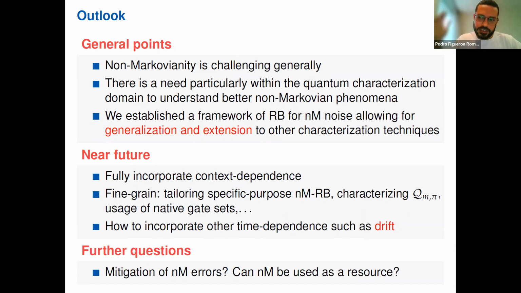So, further questions would be how can we mitigate non-Markovianity, and also if we can use non-Markovianity as a resource. As I told you, non-Markovianity can actually increase this sequence fidelity. It's not clear if, for example, the actual gate fidelities could be improved, or if you could use it to actually mitigate the noise itself, or do something else with it. So these are more general questions that are not really very well posed yet, but that you could think about in any case.